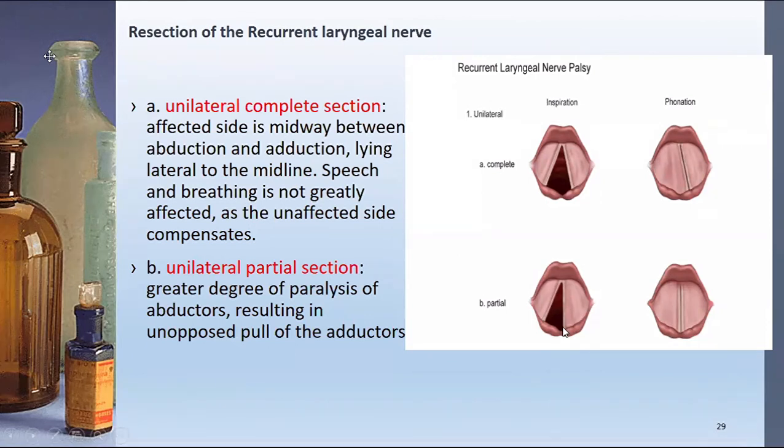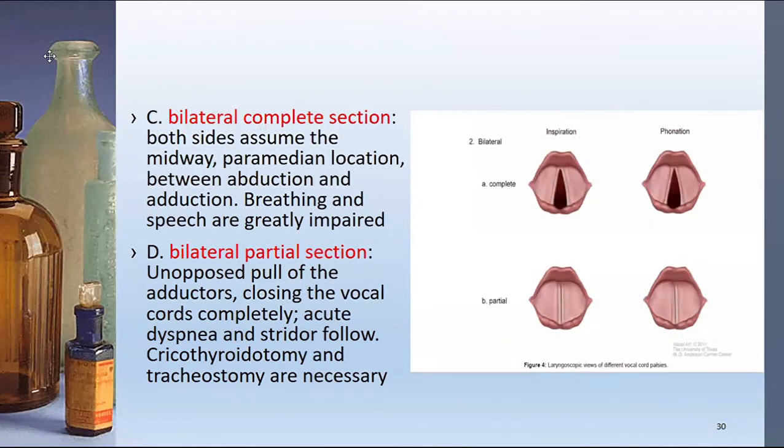But still, you can still talk, you can still breathe, because again, the unaffected side can compensate. So it can move away, it can abduct for you to breathe, and it can oppose, actually, pag nasa midline siya, there's no problem in speaking eh, because it's actually at the midline, okay? So the right side compensates. This is for partial, this is for complete section. Unilateral. Next, we go to bilateral complete section.